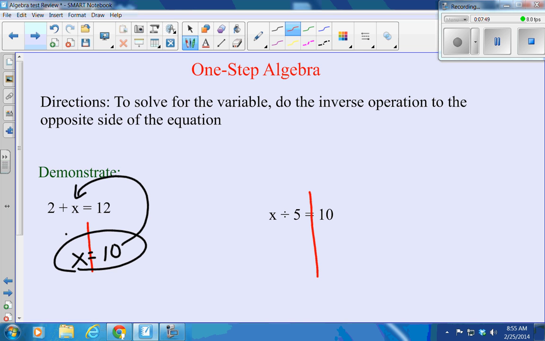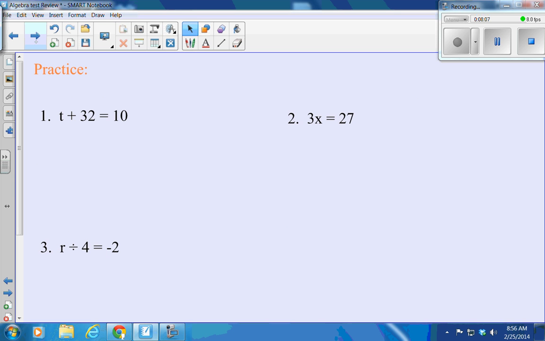Next one, same thing. 2 sides of the equation. I have to get x by itself, so I have to get rid of the divide by 5. Opposite of divide by 5 is times by 5. Whatever I do to one side, I have to do to both. That cancels out. X equals 50. And 50 divided by 5 equals 10. I know it may be basic, but please pause your recordings now and do these 3.